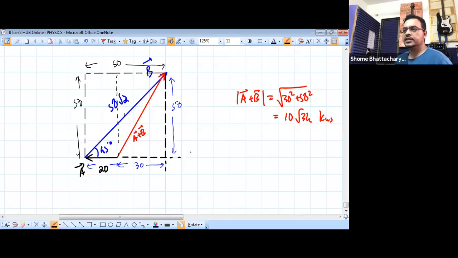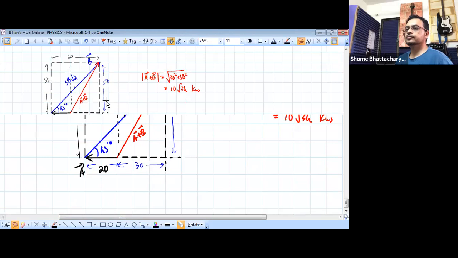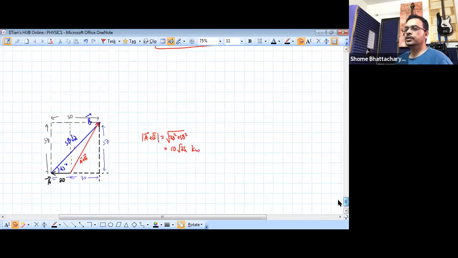Look at what is happening on the side that is 50. Within this diagram, you now have two triangles. If you just see within this diagram, let me just take a second. I'll explain the point again. Don't worry.